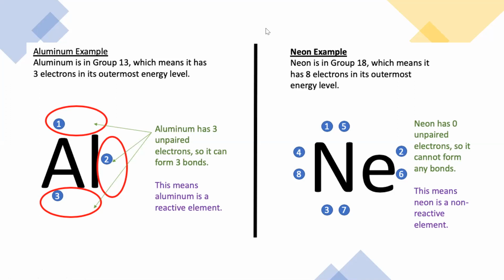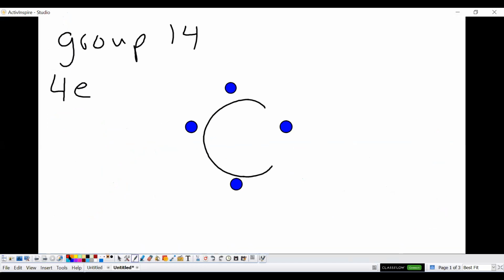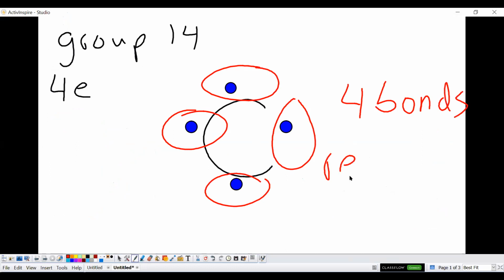So what does that mean for carbon? So let me circle the number. So we have 1 unpaired here, 2, 3, and 4. So that tells me carbon can form 4 bonds, and carbon is reactive. Okay, so that's a Lewis dot diagram, and that's how you explain them. So let's try another one.